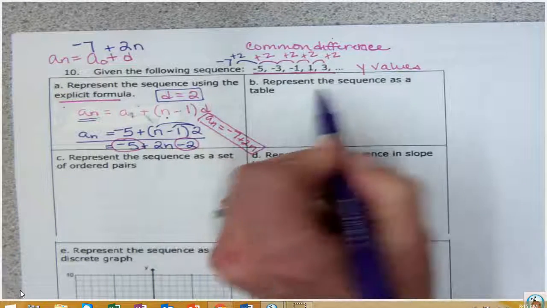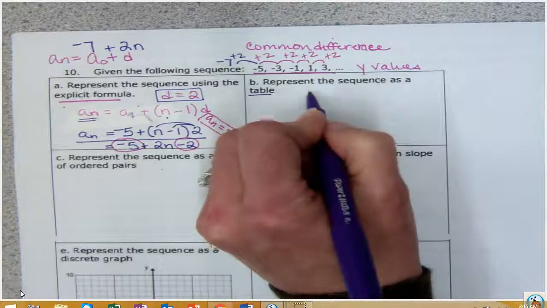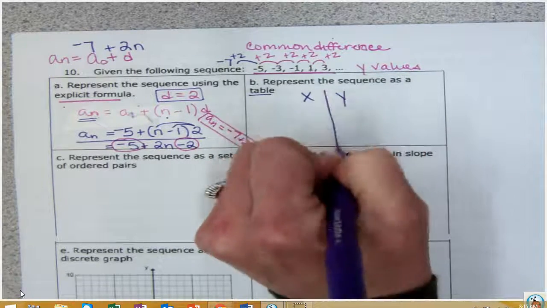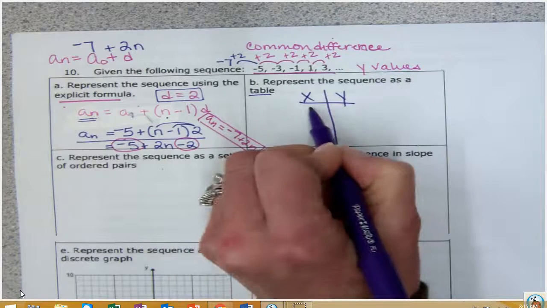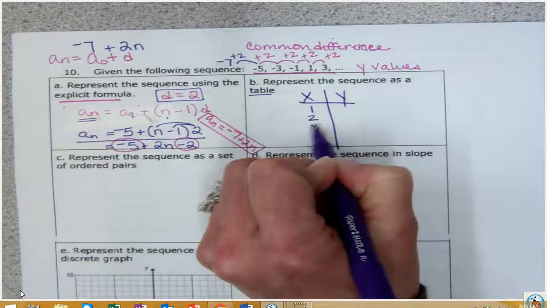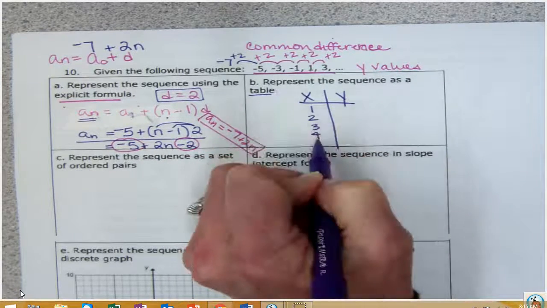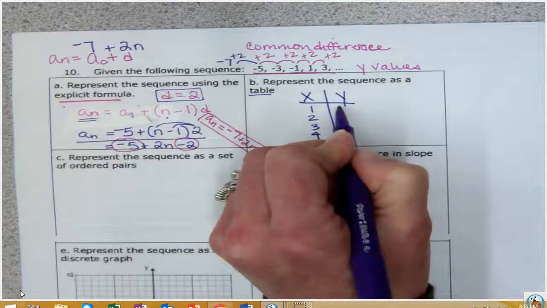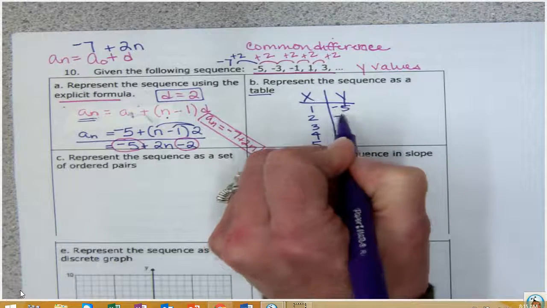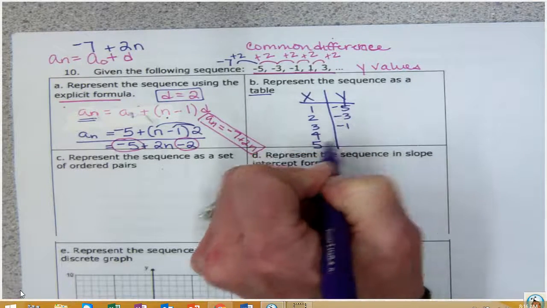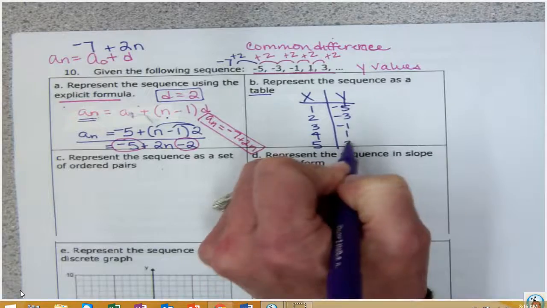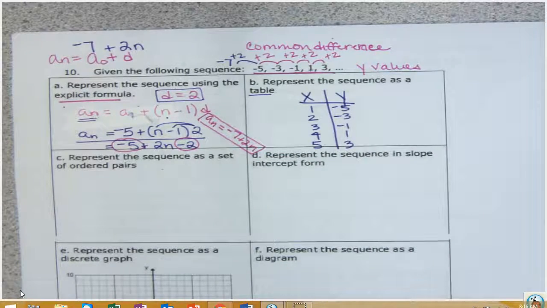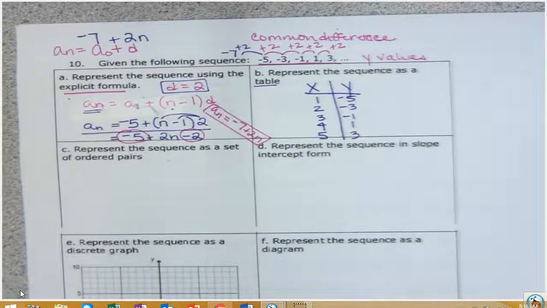Okay, represent the sequence as a table. So basically you're just going to have your XY table. Your X is going to be 1, 2, 3, 4, 5, and these are your Y values: negative 5, negative 3, negative 1, 1, and 3. Okay, so hopefully we're going to look at that and be like, oh yeah, that's easy.